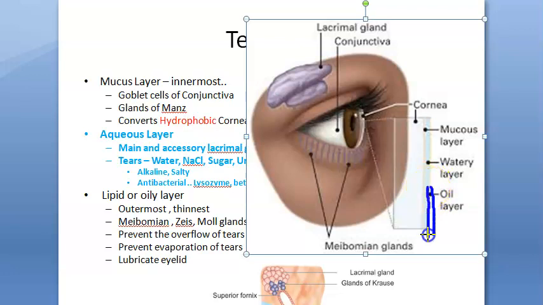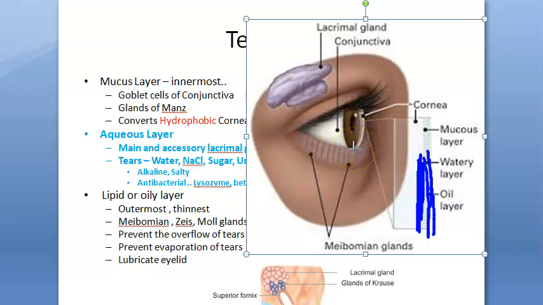Then behind the oily layer you have the watery layer. Watery layer is the aqueous layer. It is coming from where? The lacrimal gland. This is the main thing coming from the lacrimal gland, right? Watery layer will have water, sodium chloride, sugar, etc. And then behind all this you have the mucus layer. Mucus layer will be from where? From the goblet cells of conjunctiva, glands of Manz, etc.